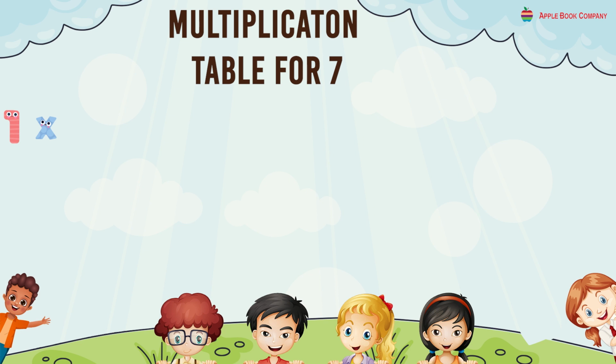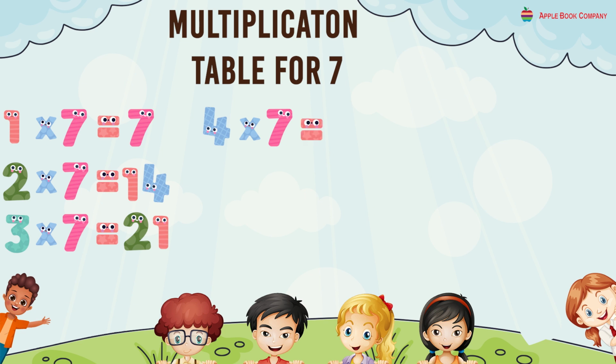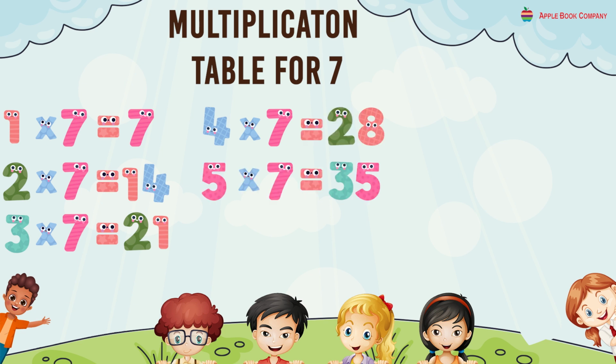1 multiplied by 7 is 7. 2 multiplied by 7 is 14. 3 multiplied by 7 is 21. 4 multiplied by 7 is 28. 5 multiplied by 7 is 35.